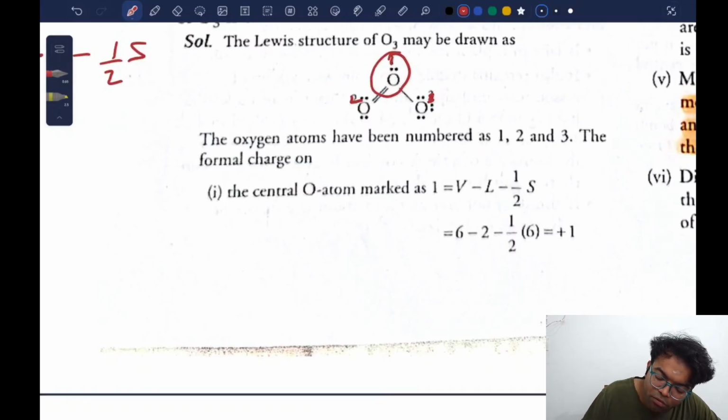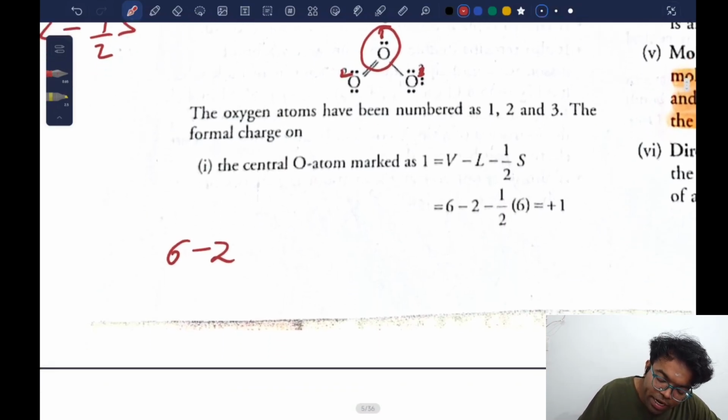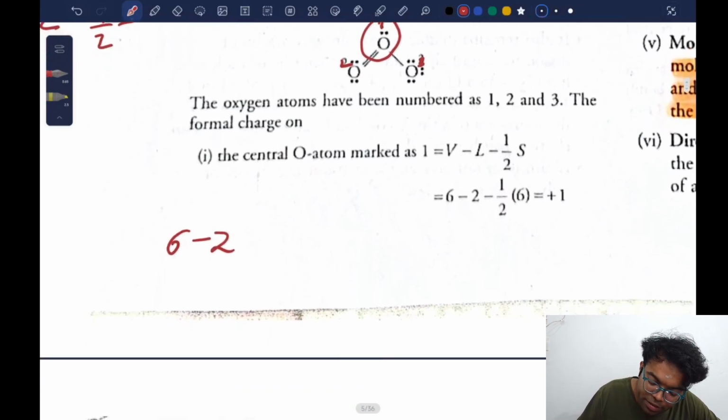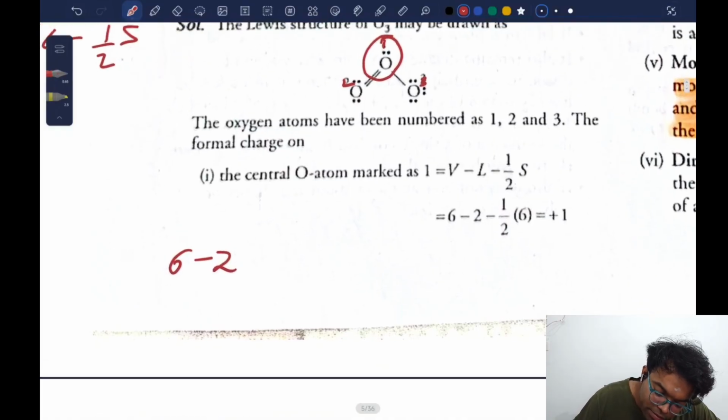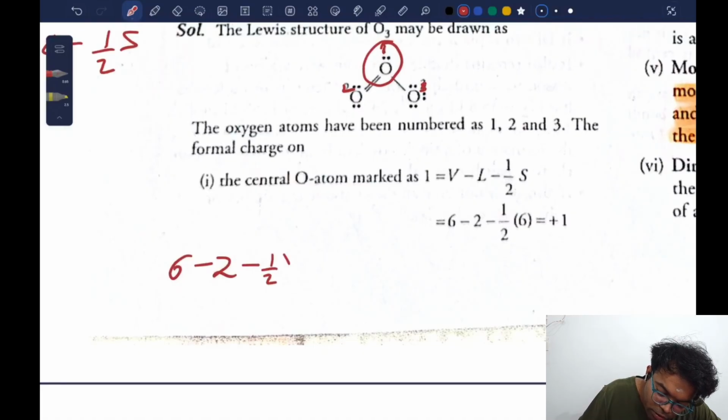In an oxygen atom, the number of valence electrons will always be 6, right? Minus, how many lone pair electrons are there in this oxygen atom? Lone electrons are 2 exactly. And how many electrons are being shared here? 6 exactly. So minus 1 by 2 into 6.